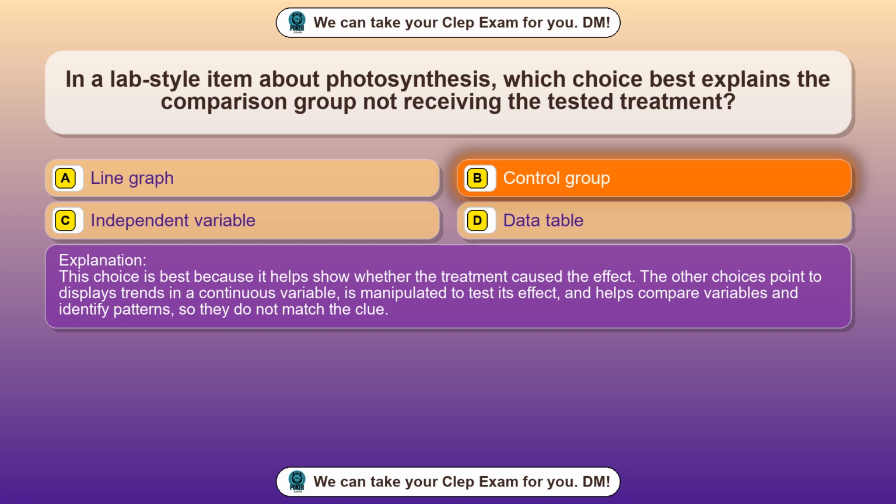This choice is best because it helps show whether the treatment caused the effect. The other choices point to displays trends in a continuous variable, is manipulated to test its effect, and helps compare variables and identify patterns, so they do not match the clue.